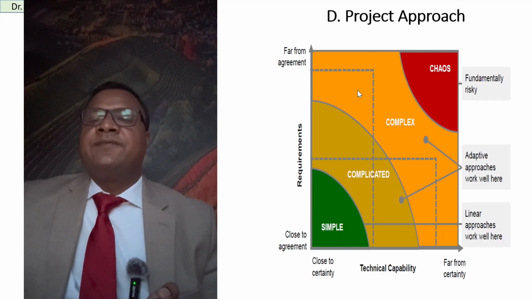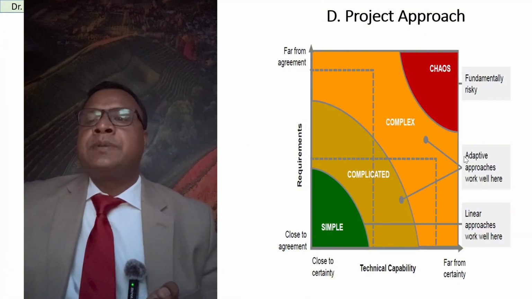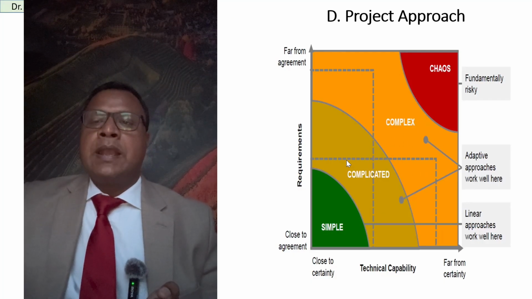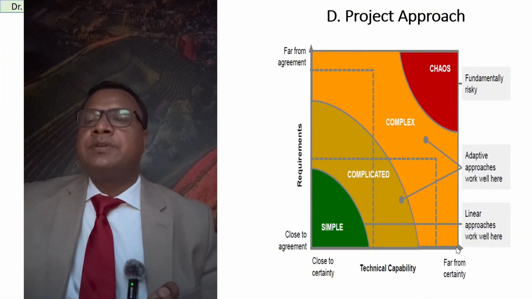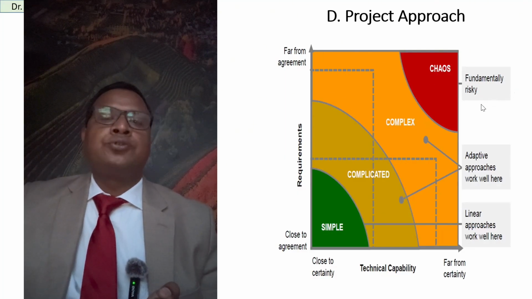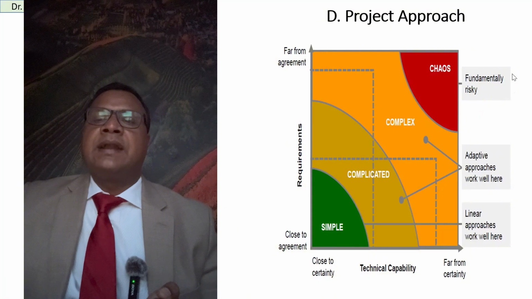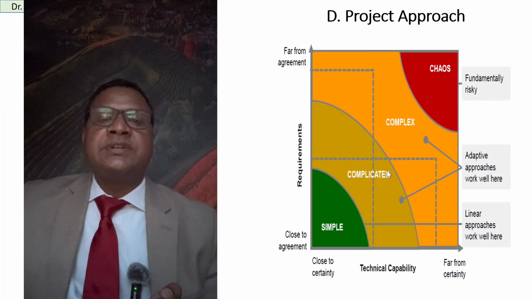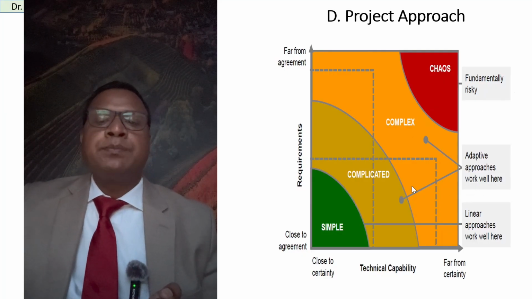Even if it's complicated or complex, it can be worked. We use the adaptive approach here, and it works well. We can make a change driven approach. But when it is far from agreement, the last point, or far from the capability, it is chaos. At this point it is fundamentally risky. We should not implement the project. But as long as it is complex or complicated, it can be implemented, but with a change driven approach. If it's simple, we can use a predictive approach project. That's all.